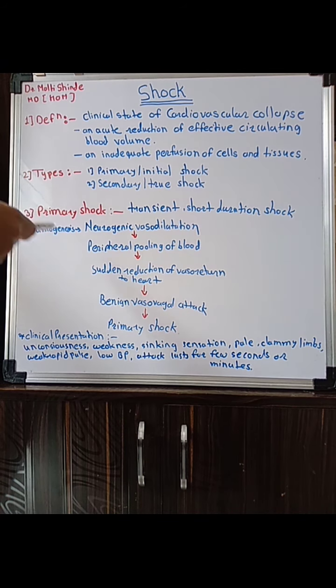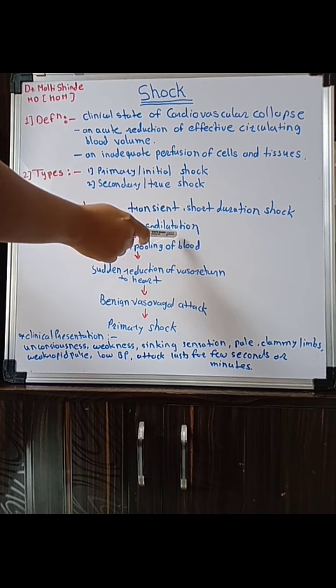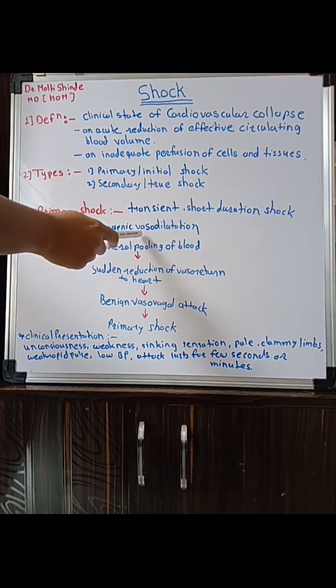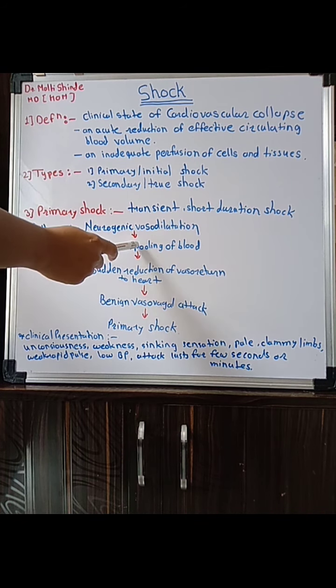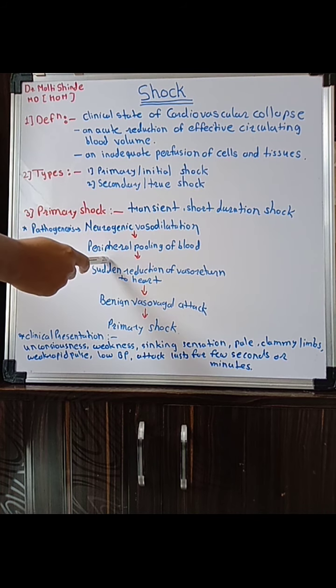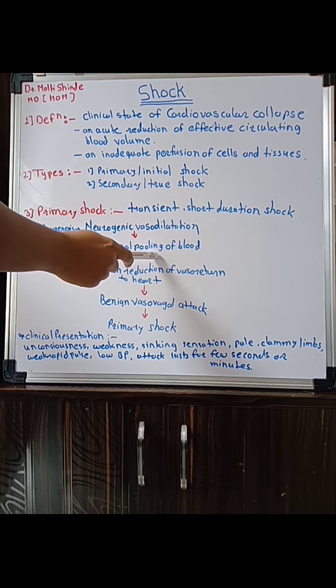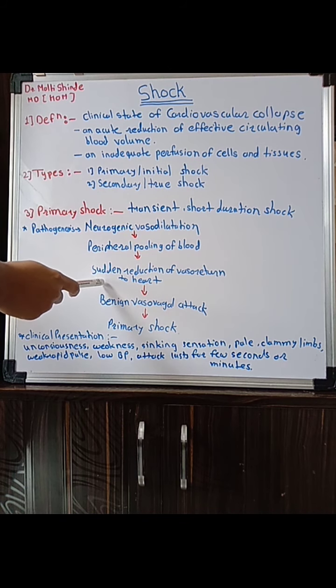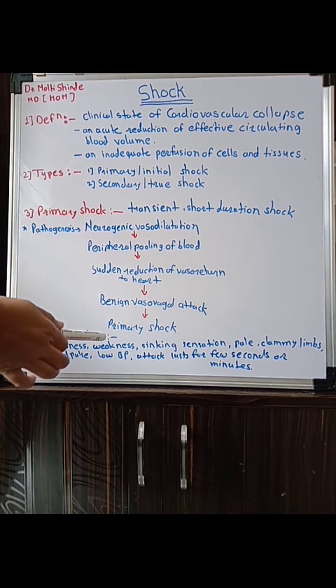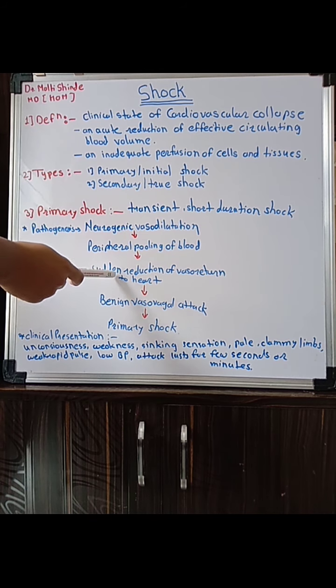The nervous system is stimulated and that causes vasodilatation in the body. When there is vasodilatation, that causes peripheral pooling of blood. Due to vasodilatation, the pooling of blood occurs in the peripheral region, and when the peripheral pooling of blood occurs, that causes a sudden reduction of venous return to the heart.